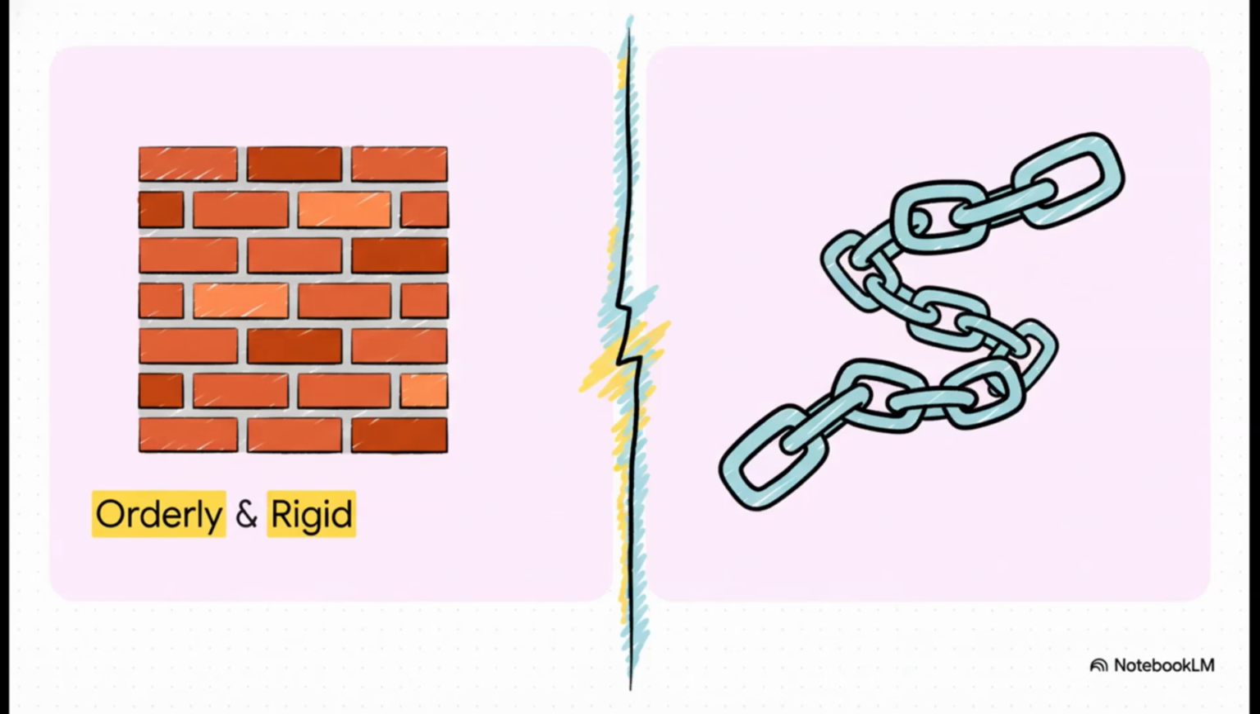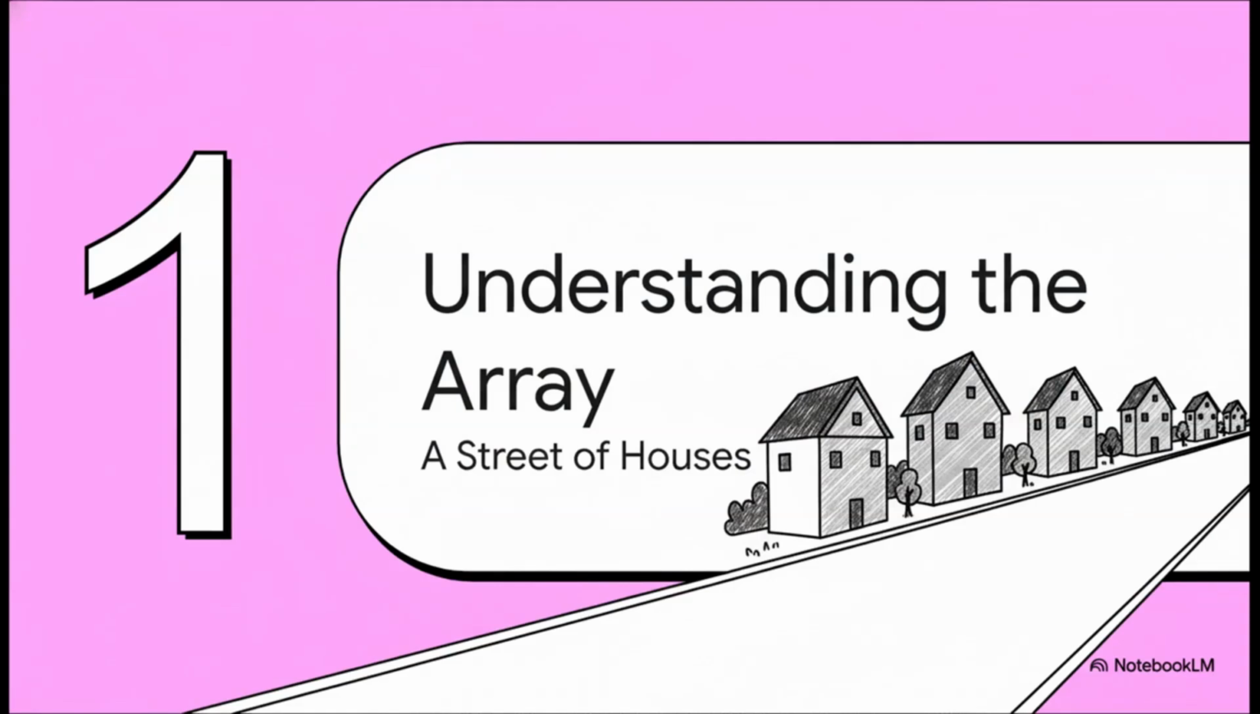The array? It's all about order. It's rigid, everything in its place. The linked list? It's flexible, a little more scattered. And it's this clash, this tension between them, that makes this whole topic so cool. Okay, so first up, let's talk about the array.